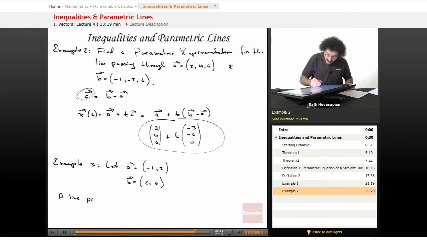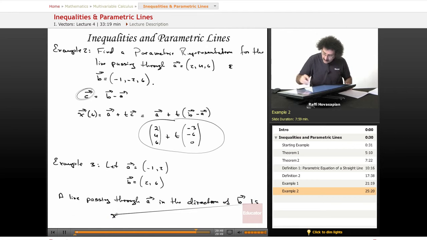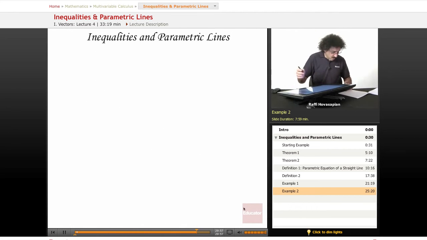A line passing through A in the direction of B is, parametrically, oops. Okay, now that we're getting to the bottom of the page, these lines are going to actually show up. So you know what I'm going to do? I'm going to actually skip and jump over one.